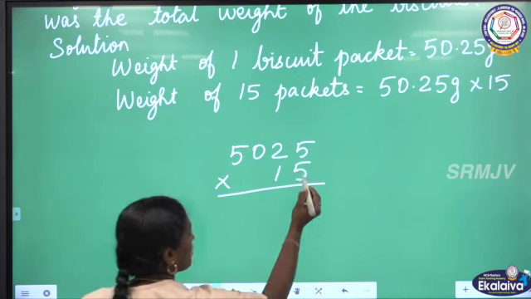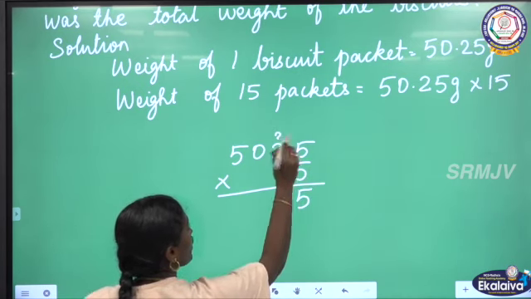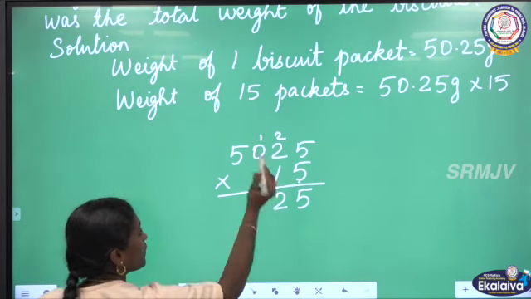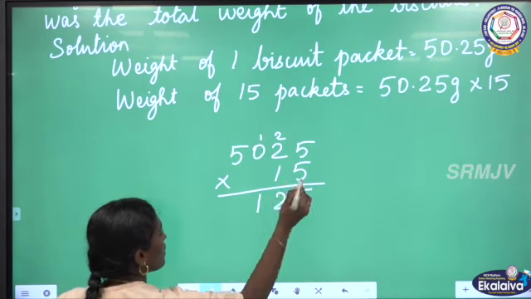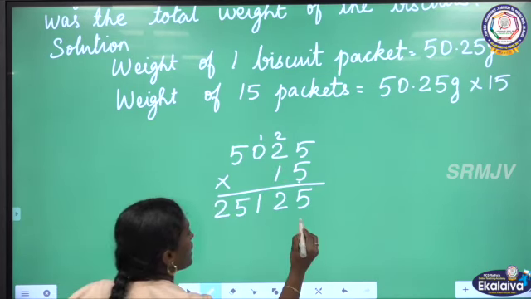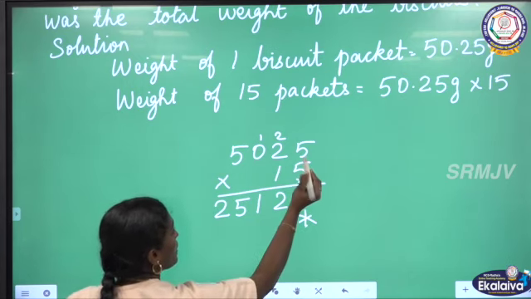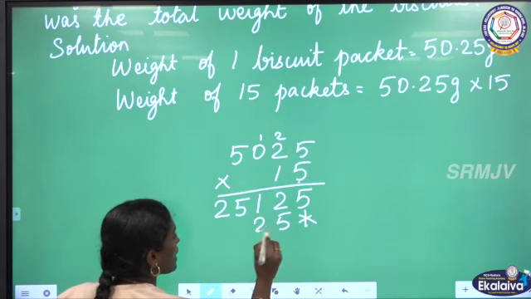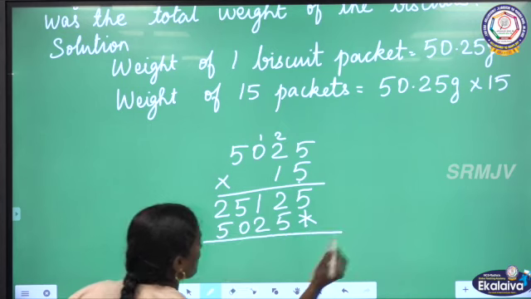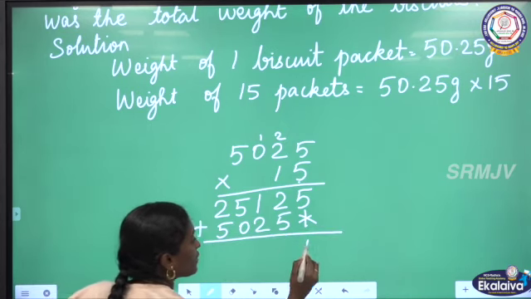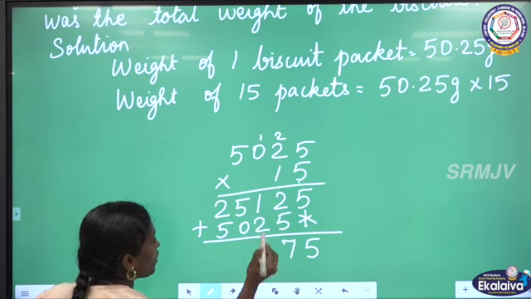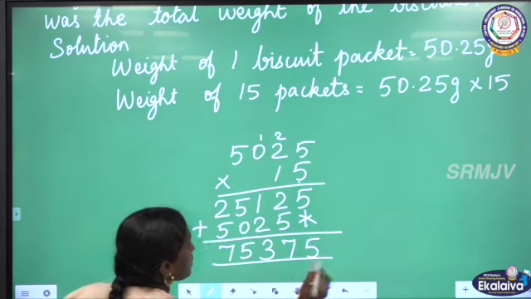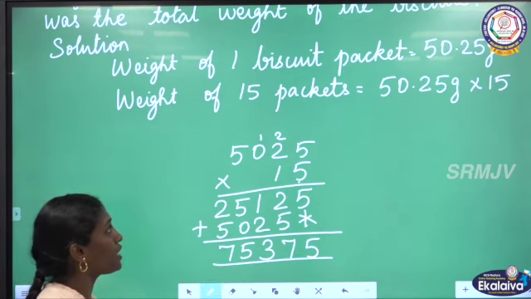Now find the value, multiply. 5 5s are 25, 5 here, 2 carry over, 5 2s are 10, 10 plus 2, 12, 2 here, 1 carry over, 5 into 0, 0, 0 plus 1, 1, 5 5s are 25. Now we have to leave the ones place. Here 5025 into 1, while multiplying a number by 1, we will get the same number, 5025. Now we have to add the numbers. Here 5, 2 plus 5, 7, 1 plus 2, 3, 5 plus 0, 5, 2 plus 5, 7. This is the answer for the whole number 5025 into 15.